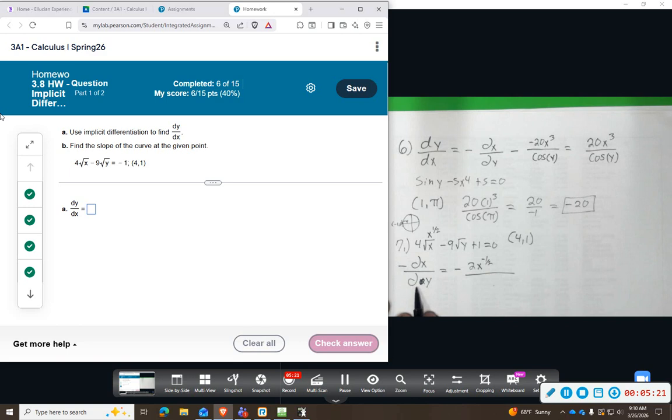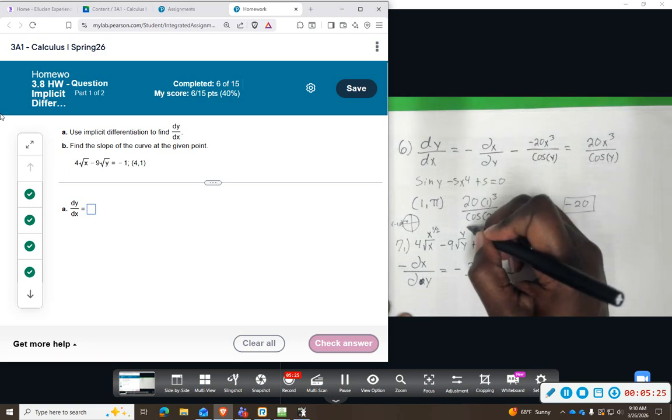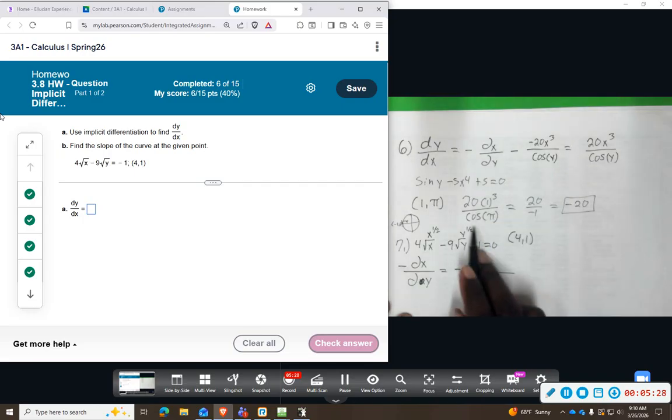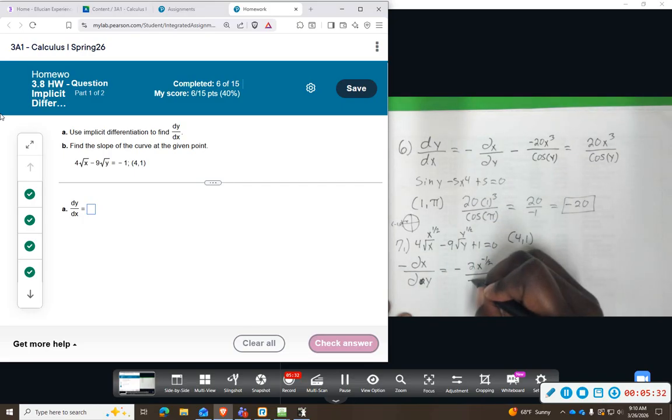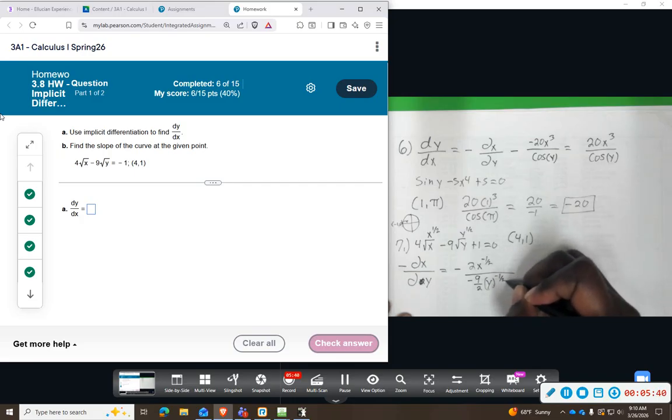And then same thing for y. See this as y to the 1/2 power. So we'll do 1/2 times this 9. This will give me a negative 9/2. And then this will be a y to the negative 1/2 power.